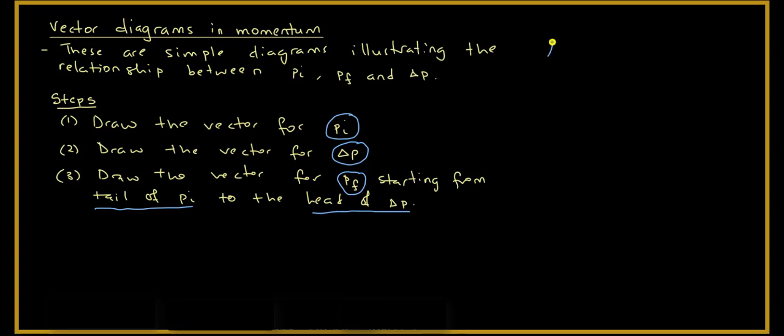Now, how we approach this problem is this. We have to first of all understand this equation here. We know that delta P is equal to the final momentum minus the initial momentum. Now, if I transpose the initial momentum, I take it to the other side of the equation, I will have Pi plus delta P equals Pf. This is how we approach the problem. So we first of all need to draw the vector for the Pi, then we go to the delta P, and then lastly we draw the vector for the final momentum, but starting at the tail of the Pi and ending at the head of the delta P.